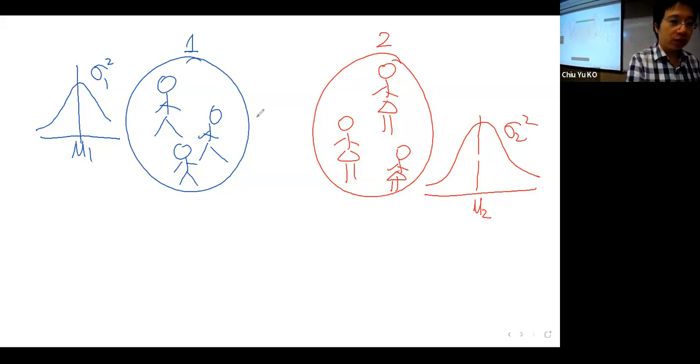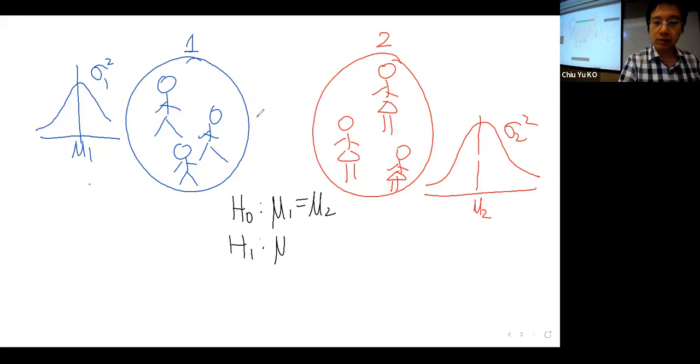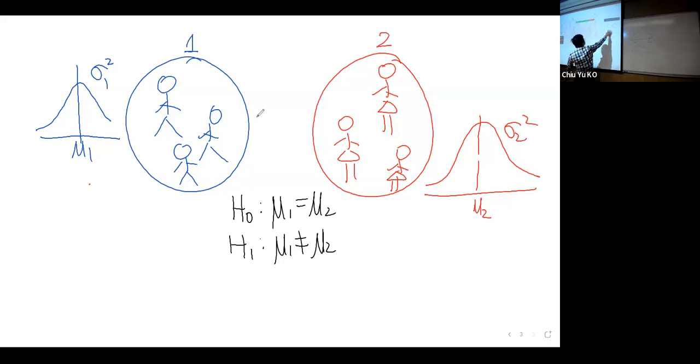So the question we're looking at is: are they the same, or not? Okay, so this is the question. Is that clear as set out? Again, now we no longer assume sigma 1 square is equal to sigma 2 square. Not the same. Before, we assumed the same shape. Now they're not the same shape.